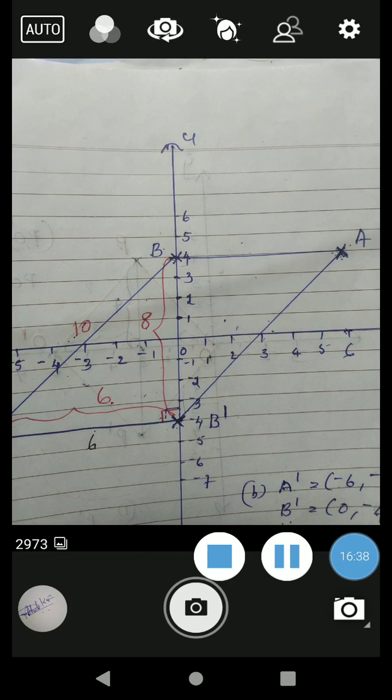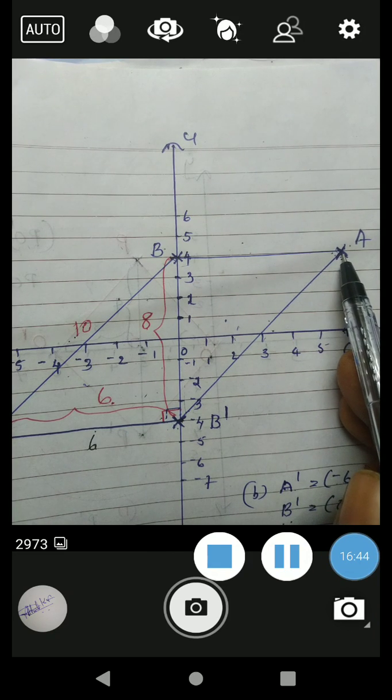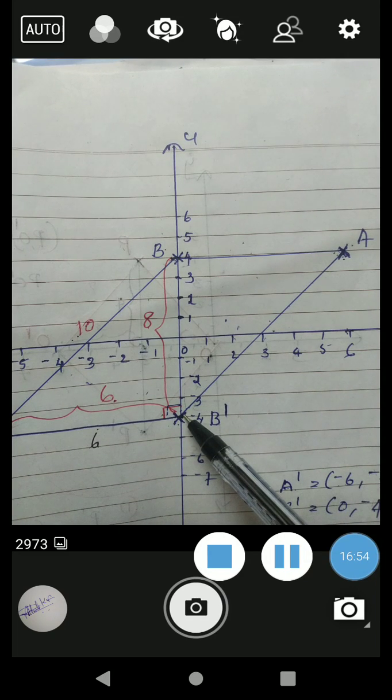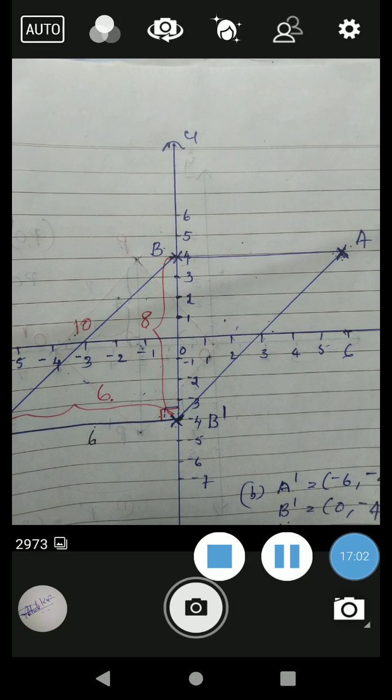So, you have to read the question carefully and mark the points correctly. Okay, then reflect it correctly and you will get the correct figure. Okay, do it very carefully. You will get full marks for this question if you do it very carefully.